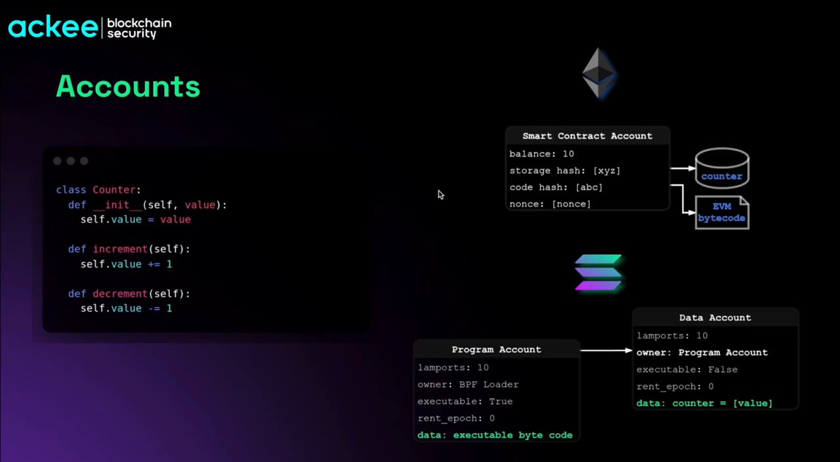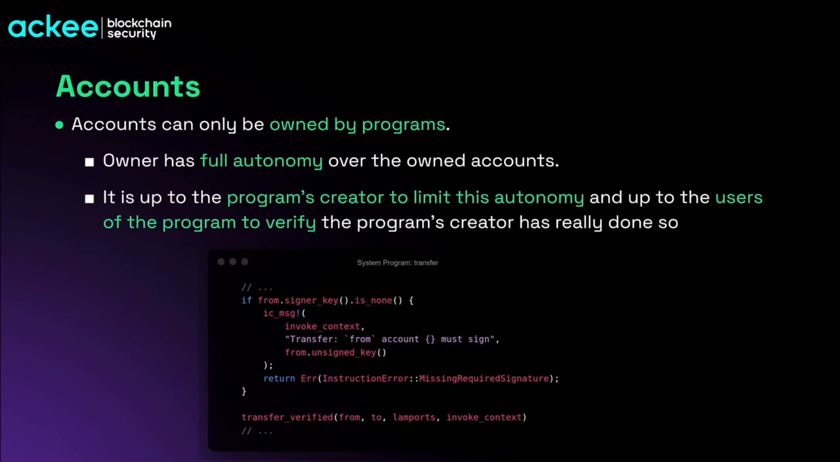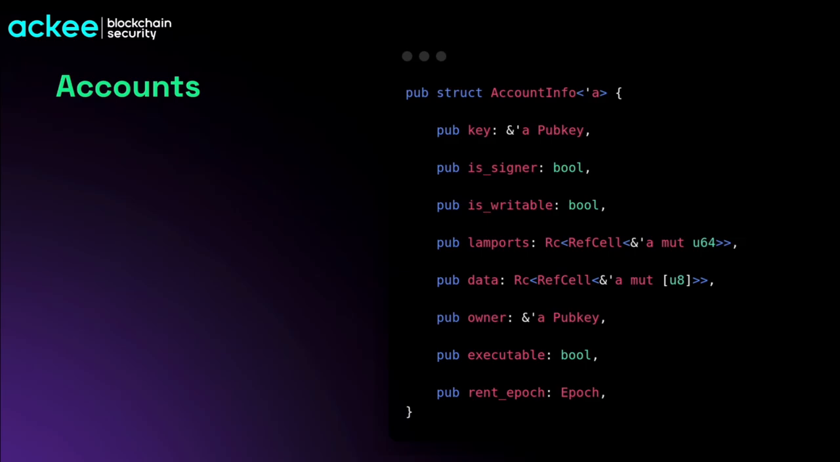Within those data accounts, there are also two types. One of them is system-owned accounts and the other is PDA, or program-derived address accounts. Each account is different in some form or way, and we'll be talking a little bit more about PDAs in our next lecture. So accounts can only be owned by programs. The owner of these accounts has full autonomy over the owned accounts, and it is up to the program's creator to limit this autonomy, and up to the users of the program to verify if the program's creator has really done so.